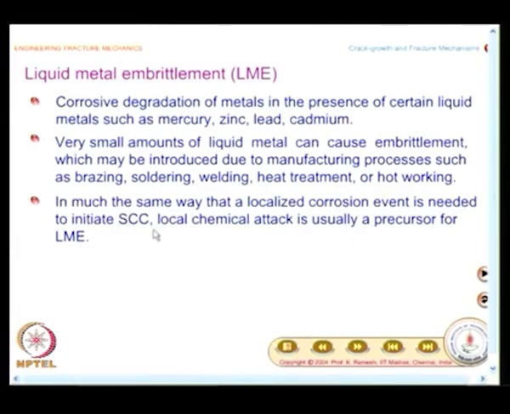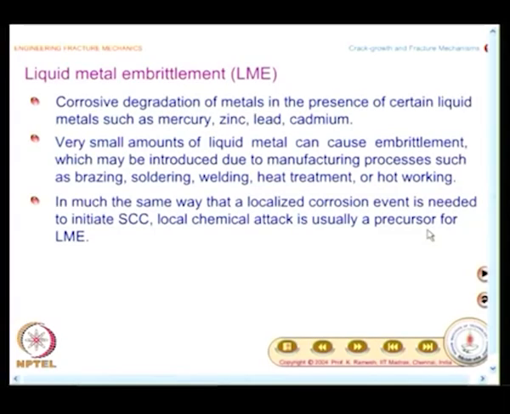And very similar to SCC, in much the same way that a localized corrosion event is needed to initiate SCC. In the case of LME, local chemical attack is usually a precursor. So, in the case of stress corrosion cracking, corrosion event precipitates that. In the case of liquid metal embrittlement, a chemical attack is a precursor.